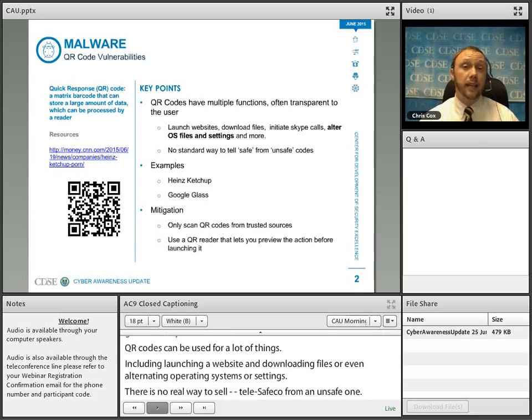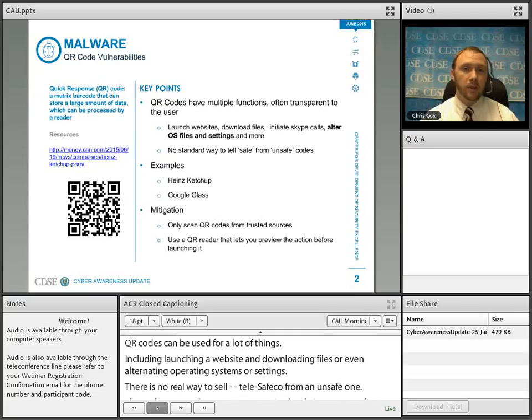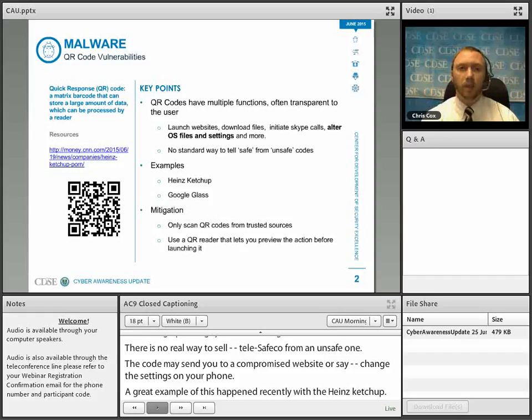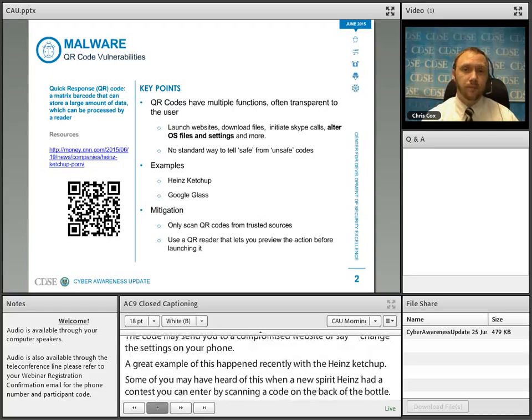A great example of this happened recently with the Heinz ketchup. Some of you may have heard of this one in the news. Heinz had a contest that you could enter by scanning a code on the back of the bottle. The problem was that once the contest ended, someone else bought the URL that the code was attached to. When a man in Germany scanned the code on his phone to enter the contest, not knowing it had ended, it directed him to the correct URL, which now hosted an X-rated adult website.